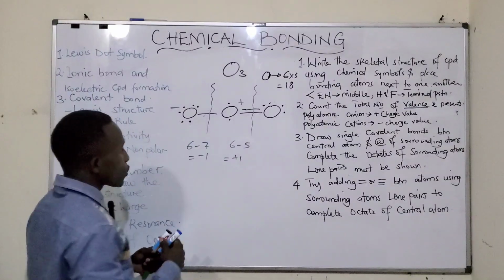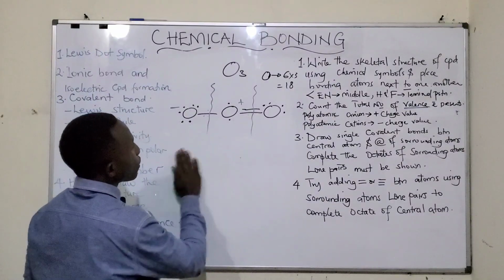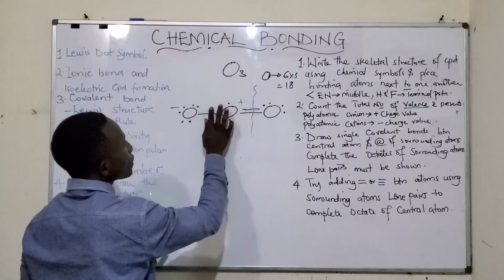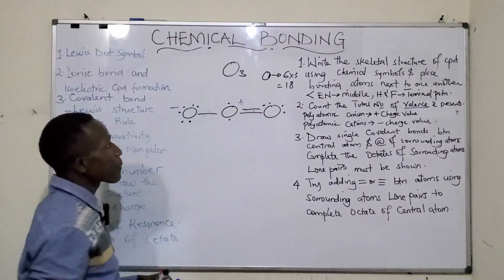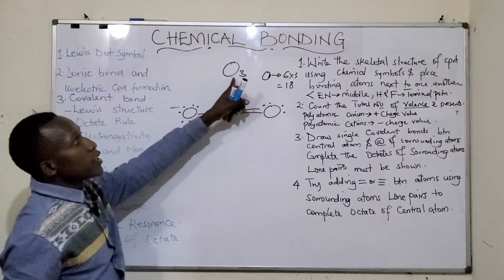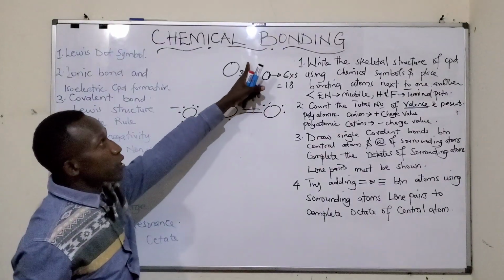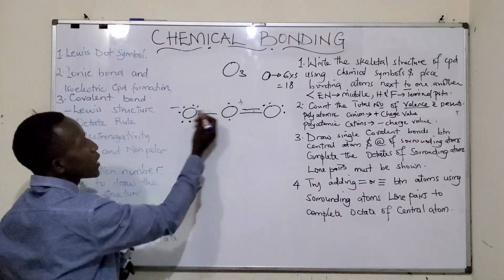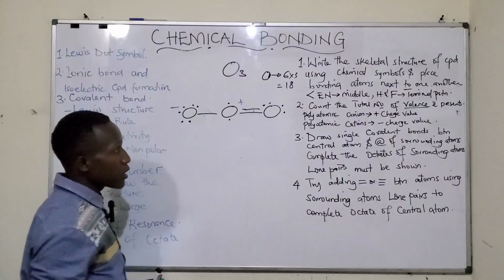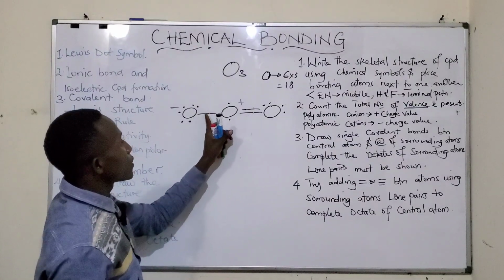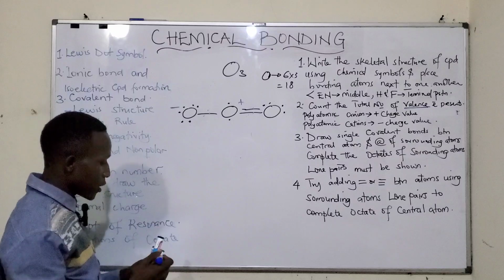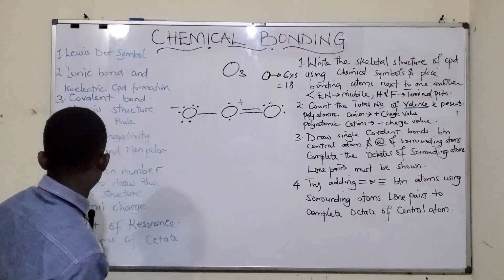Meaning that ozone, this is its structure, the Lewis structure with formal charges included, but it is neutral. It has no net charge because the positive and negative charges are equal. So this is the structure with the formal charges for ozone.